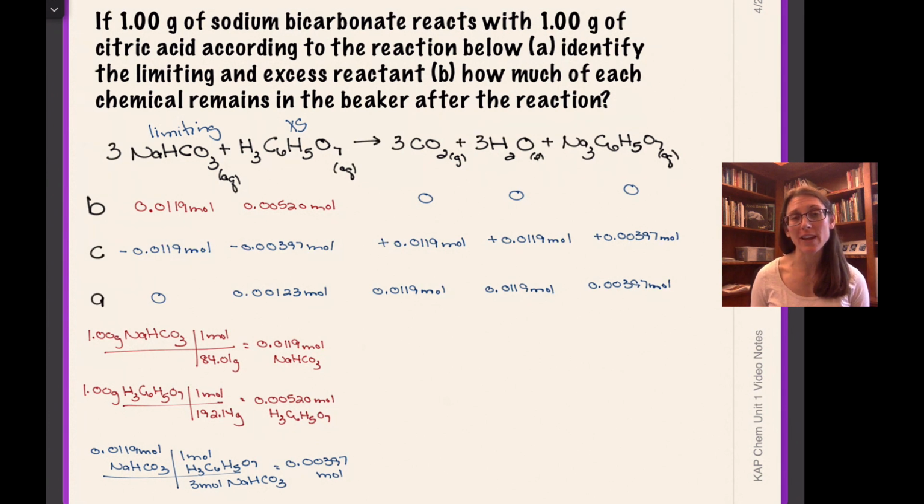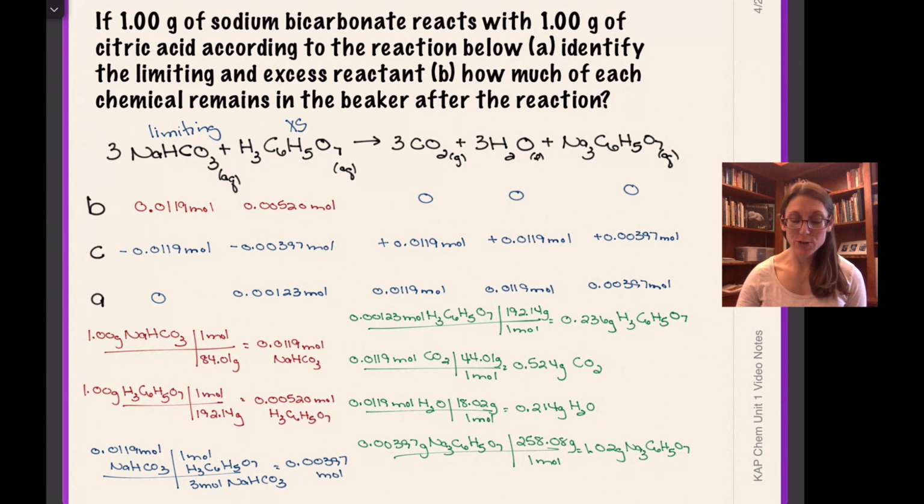And so at this point in time, I've identified limiting and excess, and I have the amount of moles of everything that's going to remain, but realistically, grams are much more useful. So the last thing I'm going to do is, using the amounts of everything I have after the reaction, I'm going to convert that into grams. For every one of those chemicals, you're going to do a conversion problem using molar mass. So that's what's next.